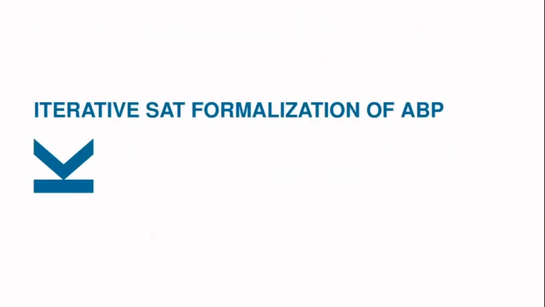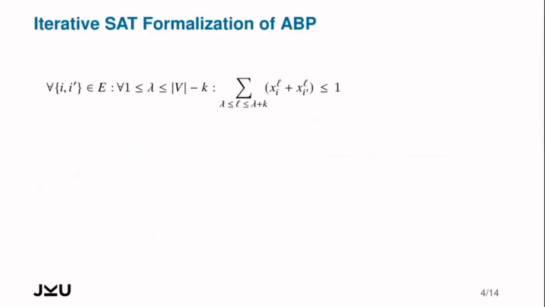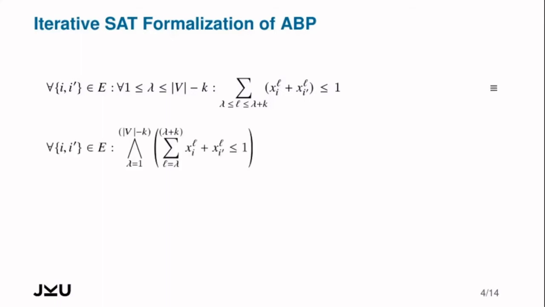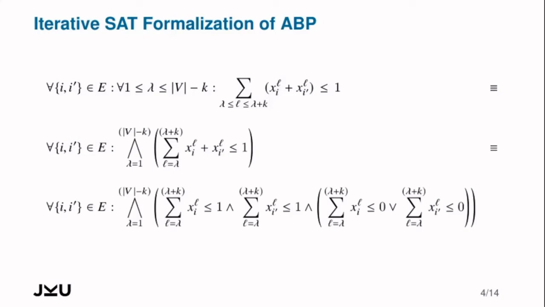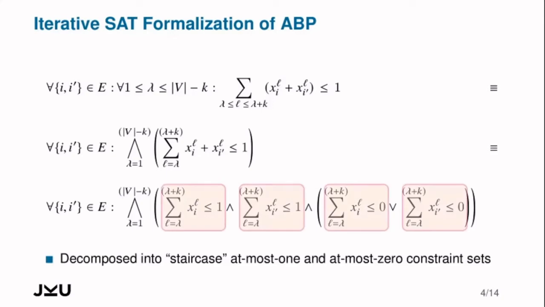In our approach, we would like to use a Boolean satisfiability solver instead of the MIP solver, and this allows us to slightly refine the previous formalization of the antibandwidth problem. As a very first step, we applied some simple formula transformations on the at most one constraints of the problem and ended up in a formula where we conjoin at most one constraints with the disjunction of at most zero constraints. What is important to observe in this refined formula is that each of these smaller at most one and at most zero constraints have the exact same syntactical shape.